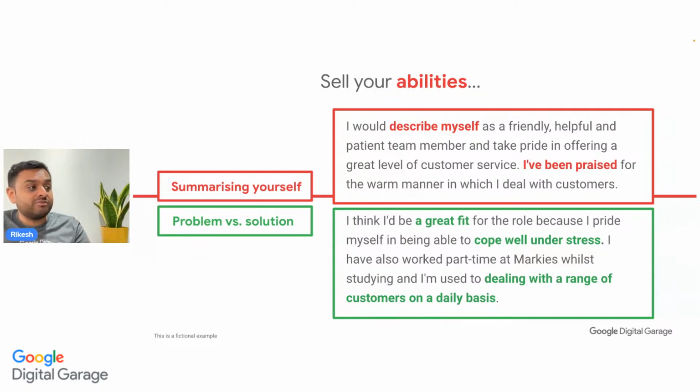Now we've got our problem versus solution paragraph. I think I'd be a great fit for this role because I pride myself on being able to cope well under stress. Coping well under stress is something that's been picked out from the job description, and they've used that to say, I pride myself on this factor, so I'm ticking that box in terms of the reason why you are hiring for this position. Similarly, the second sentence says, I've also worked part-time in markets while studying, and I'm used to dealing with a wide range of customers on a daily basis. That's again picked out from the vacancy.